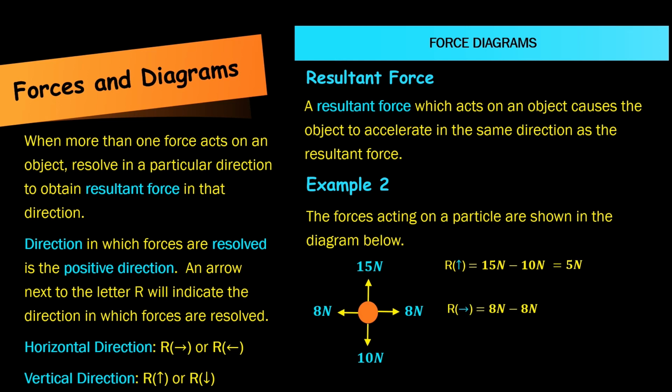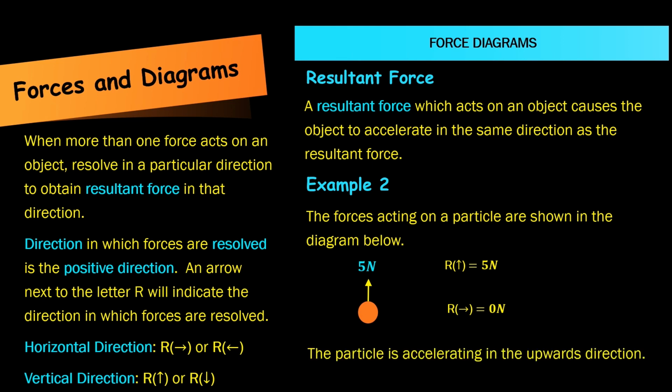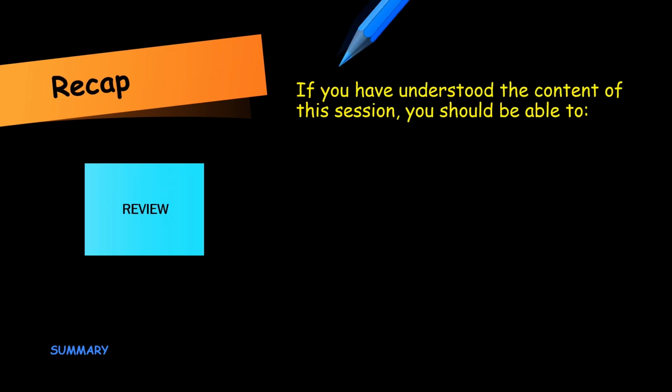And in the horizontal direction, R is equal to 8N minus 8N, the force which is acting in the opposite direction, which gives us 0N. So the net effect, or the resultant force, is acting upwards, 5N. So the particle is accelerating in the upwards direction.